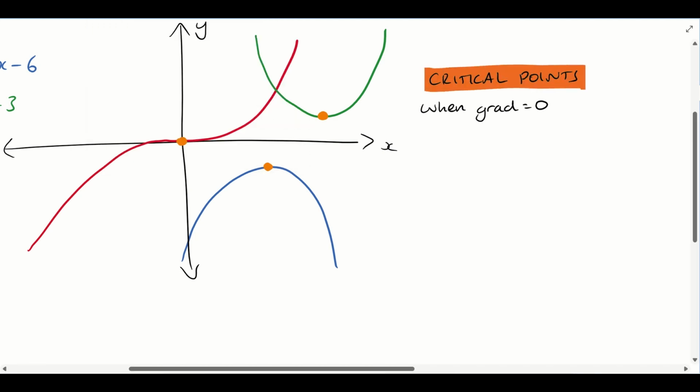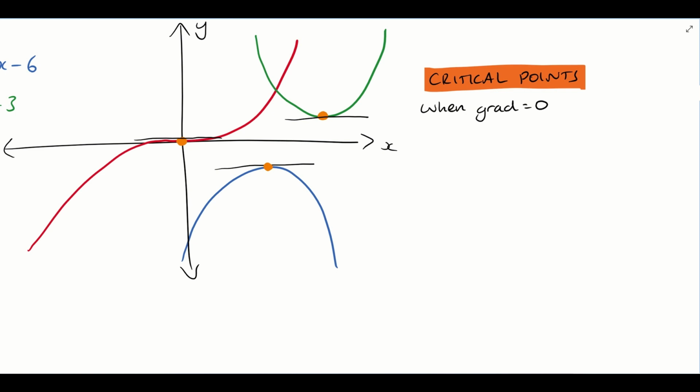And why is the gradient equal to 0 there? Well, if we draw a tangent at those points, we just get horizontal straight lines. So if you think that you're walking on a footpath, okay, and there's no incline, it's just flat, then there's no gradient. The gradient is equal to 0, okay? So there are critical points.